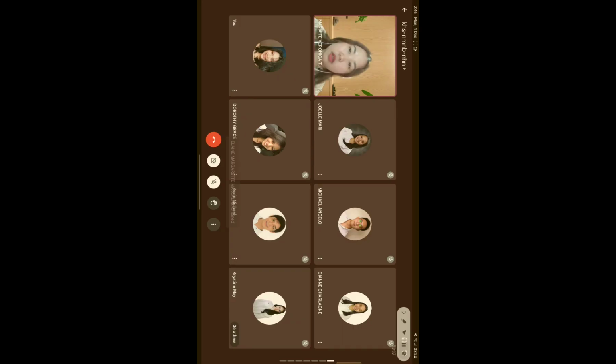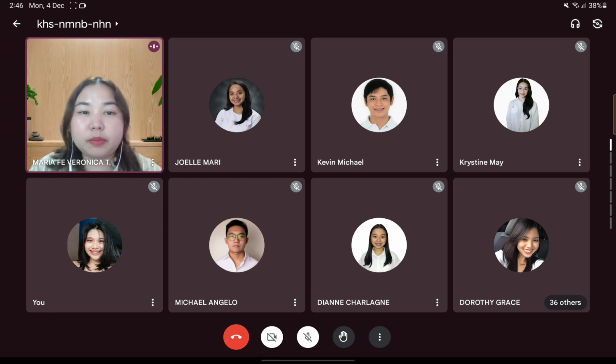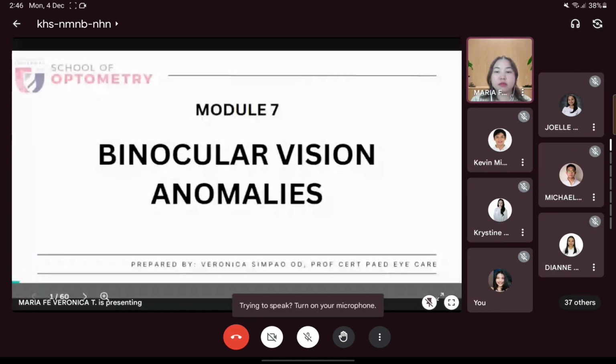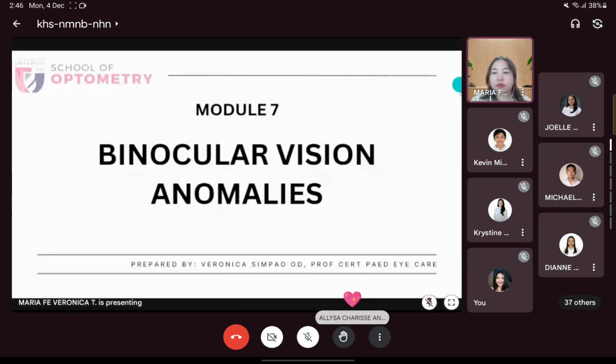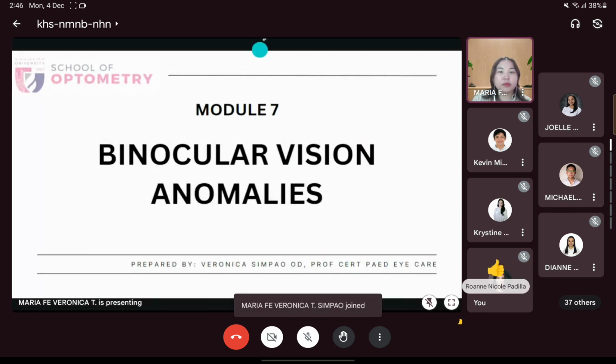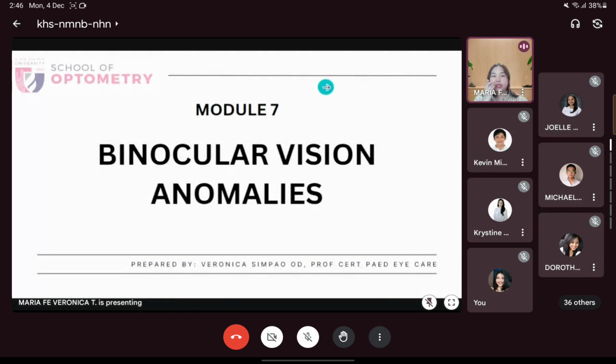Then I heard from other sections, hindi pa kayo nakakapag-exam kay Doc Christoph, no? For finals. Next week pa ata ang start. Tama ba? Okay. So, can everybody see the screen?